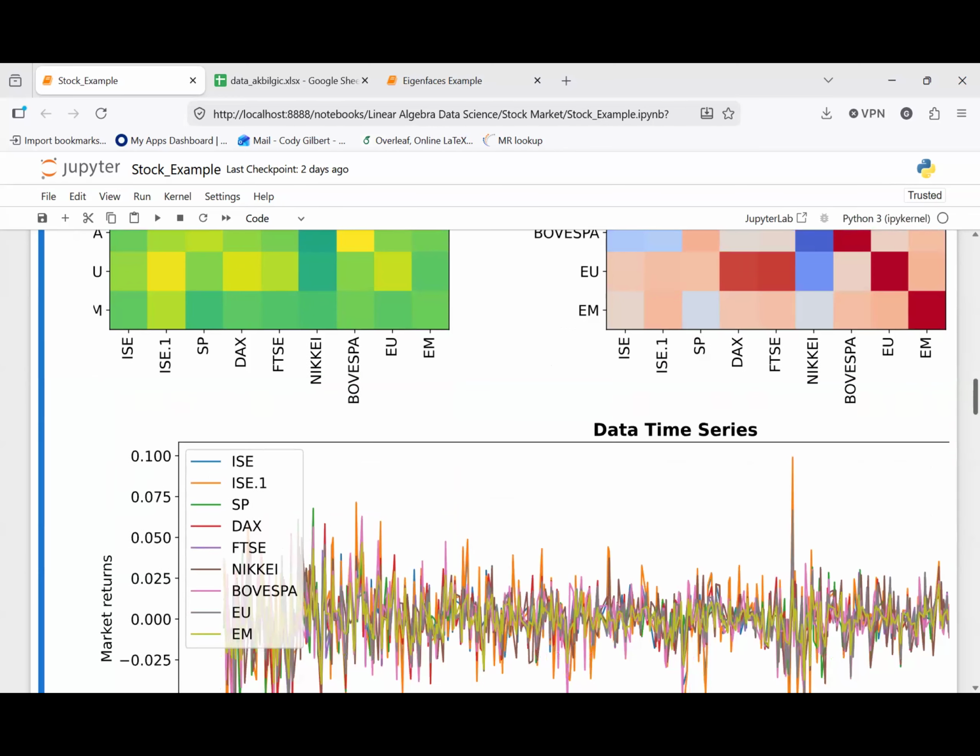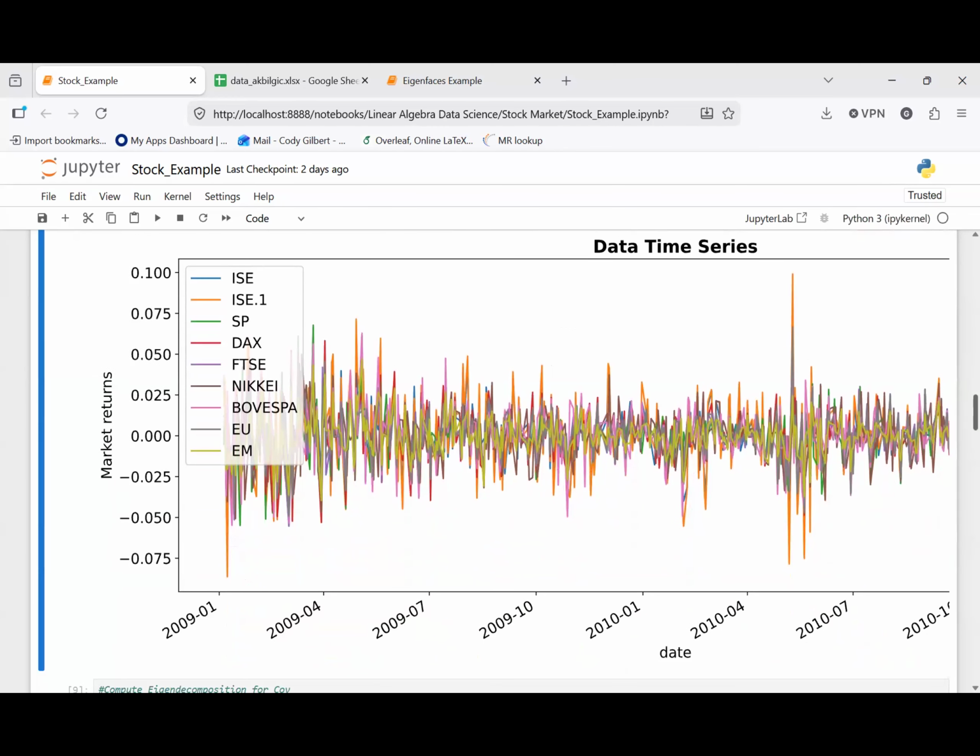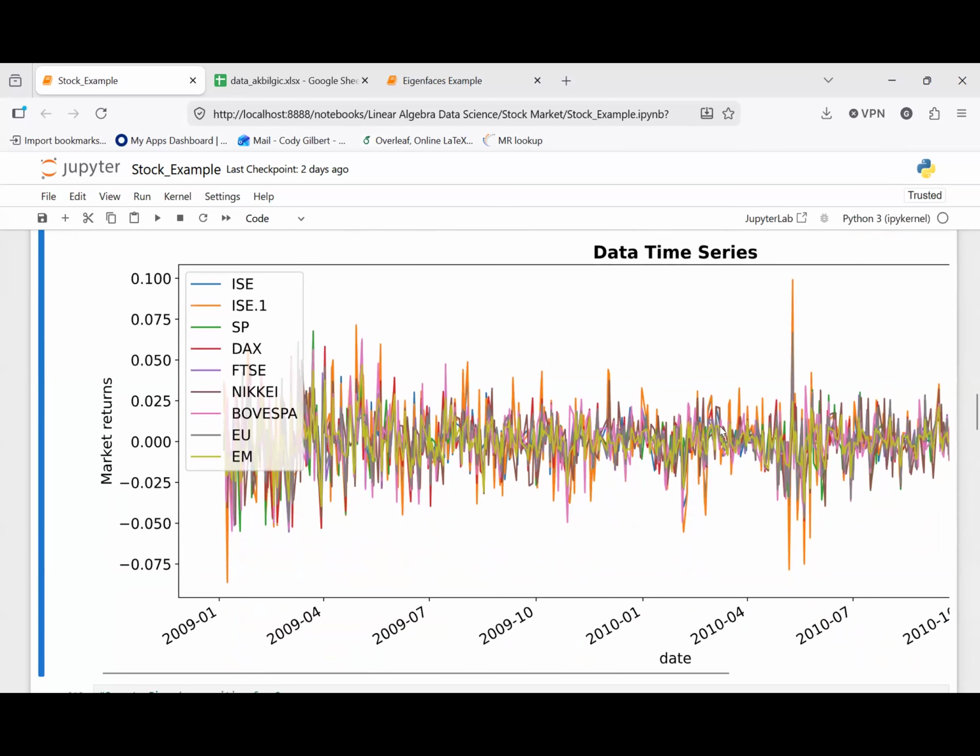And then in terms of reading in the data, this is all of the markets on top of one another. It's incredibly noisy and kind of hard to see what's going on because there's, again, 9 total markets that we're looking at the moment. And so the purpose of principal component analysis is to reduce this 9-dimensional data set into something that's just going to be 1 or 2-dimensional.